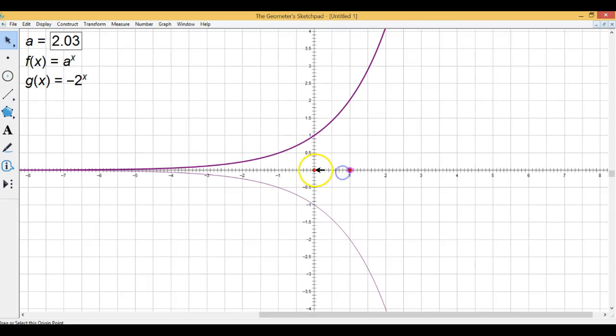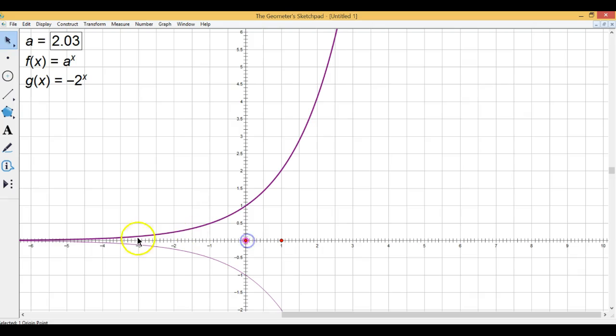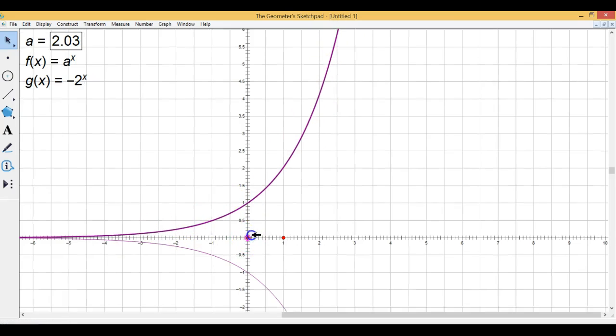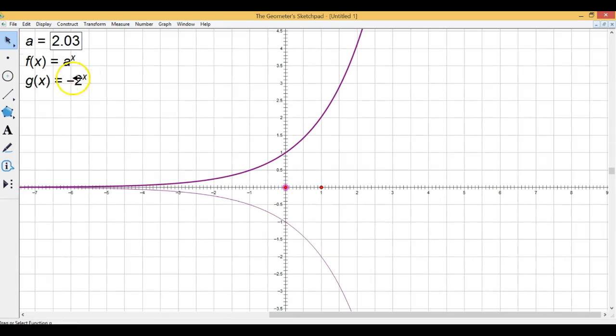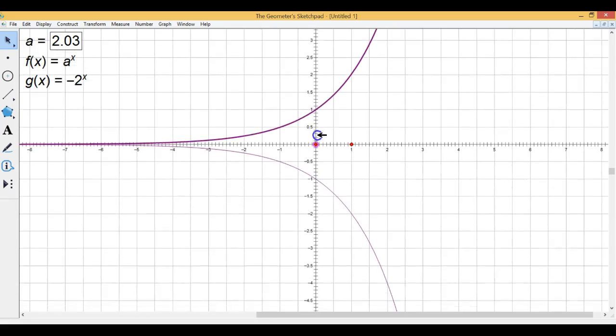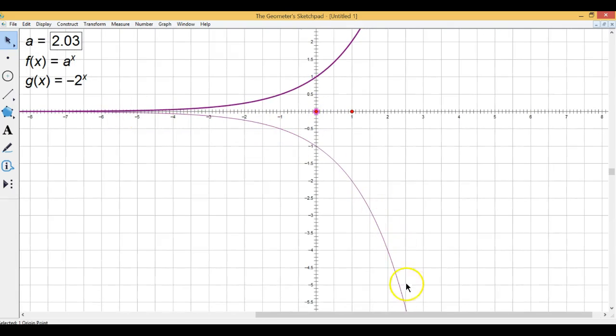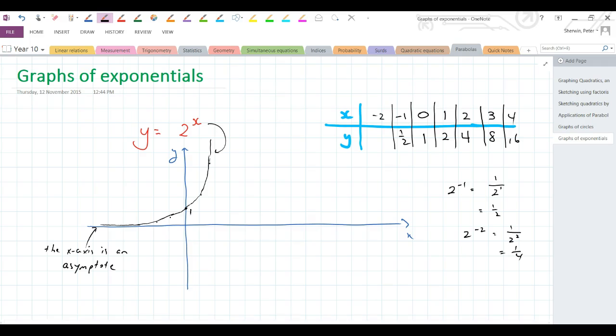There it is. Maybe I'll drag this down a little bit. It's this one here. That's 2 to the power of x there. What I've got with it, you see it's going through 1, is this function here, minus 2 to the power of x. That's this one here. So when we put a minus out the front, what that does is it reflects in the x-axis. So we should note that as well.